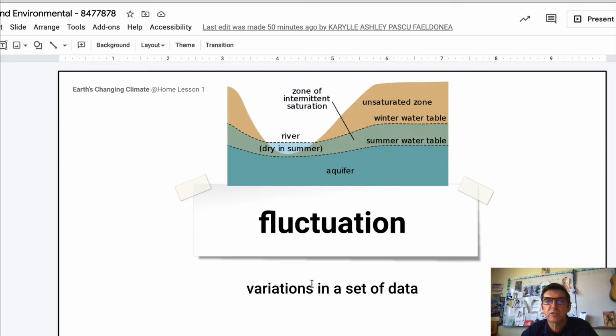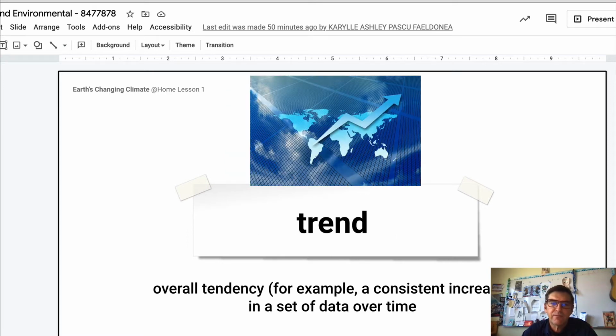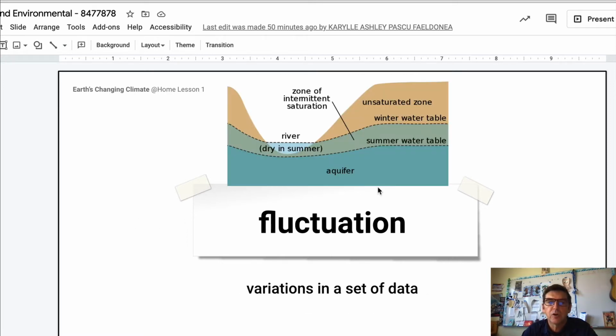We come to fluctuation. What does fluctuation mean? Variations in a set of data. Now, once again, here's that word data. Data is when you get information like temperatures, or let's take a look at a picture. Once again, let's look. Oh, here's a river. This looks like the river. The zone of intermittent saturation, summer water table.